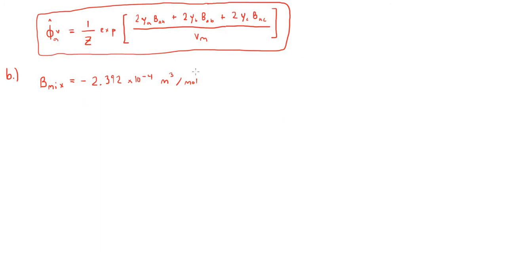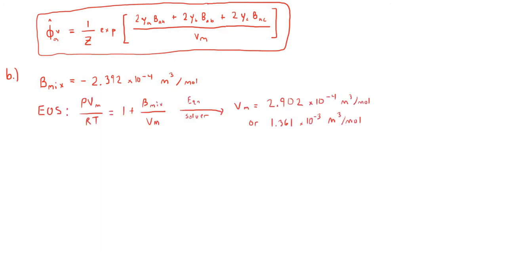Now to find Vm, we're going to use the equation of state and plug it into an equation solver. So when you plug it into an equation solver, you get that Vm has two possible values. So we're going to have to check each of these to figure out which one is the most reasonable value to use.